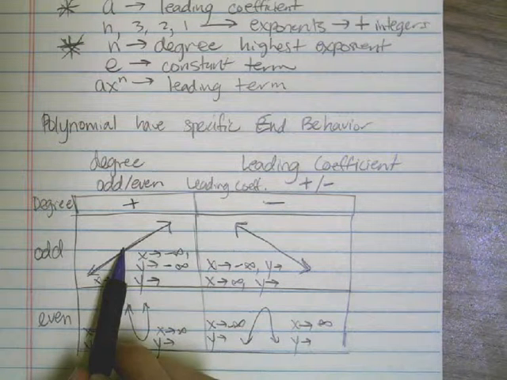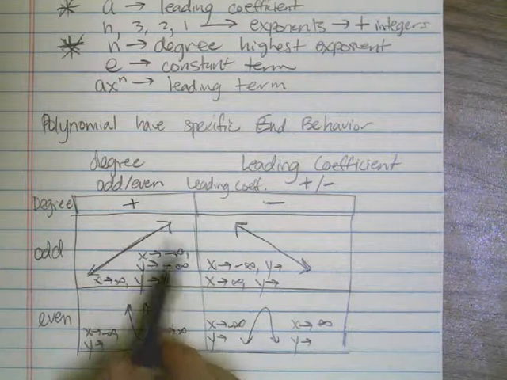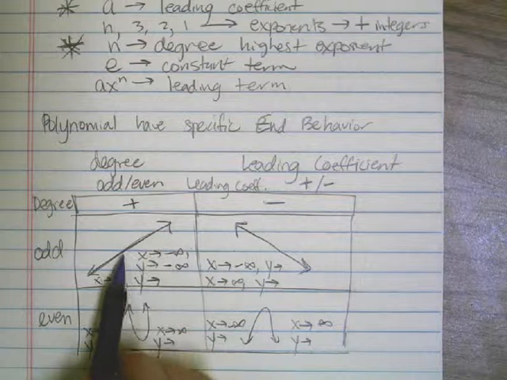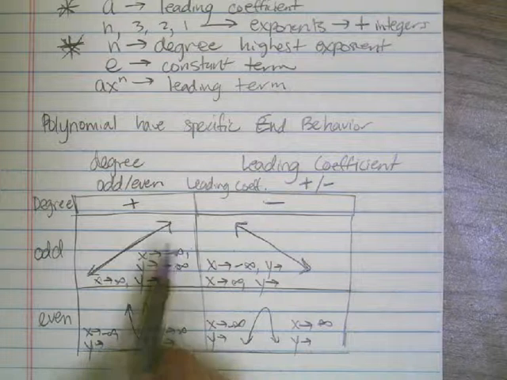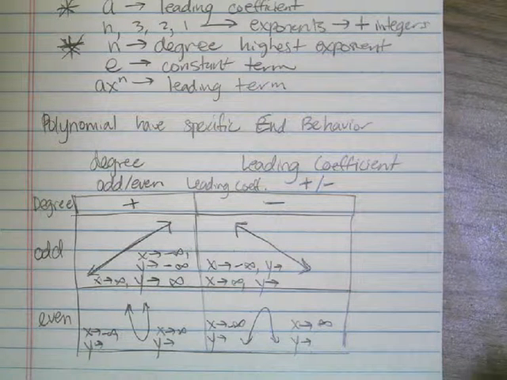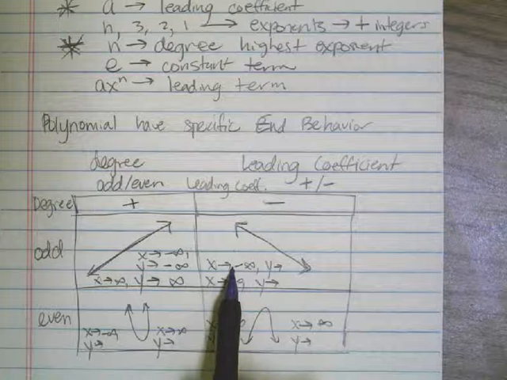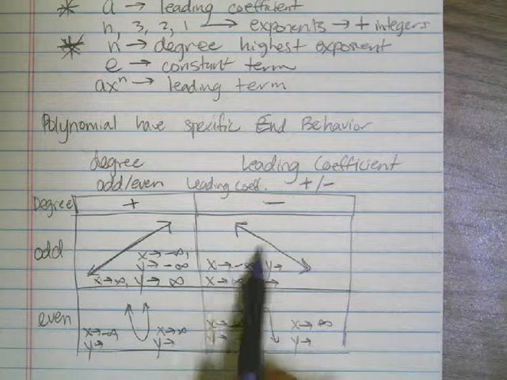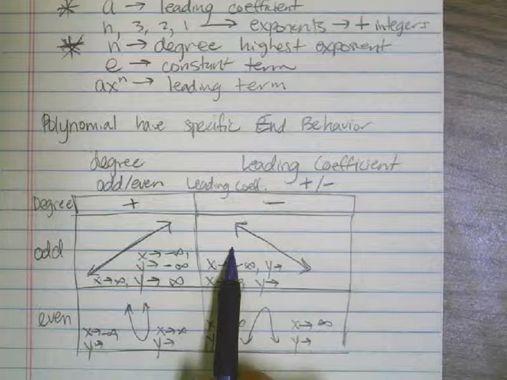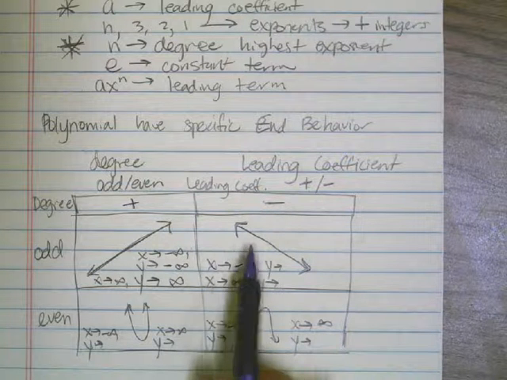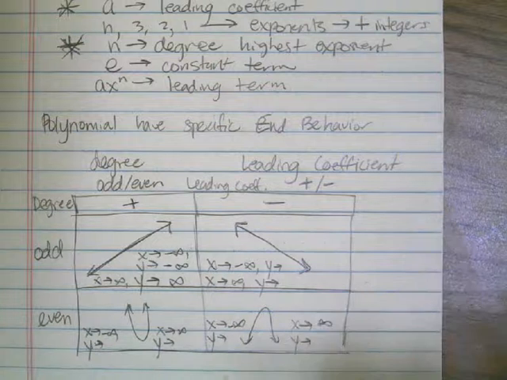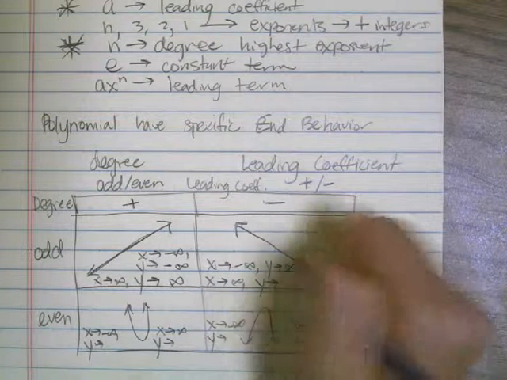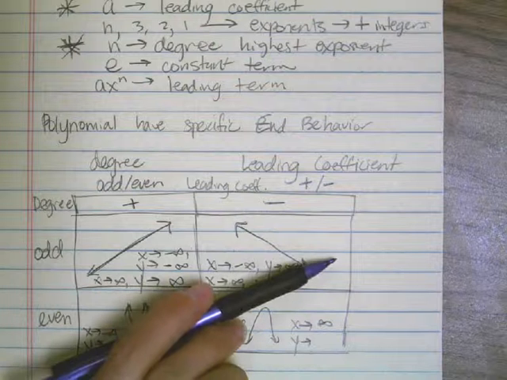As x is going to positive infinity to the right, where is this pointing, up or down? Up. So you get positive infinity. Over here, as x is going to negative infinity, so as x is going to the left, where is this pointing? Down. As x is going to the right, where is this going?